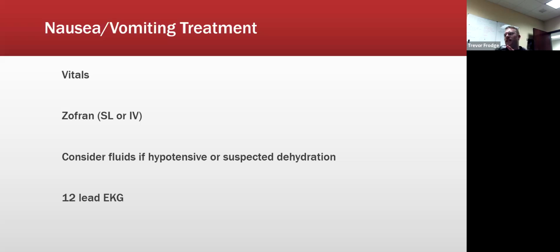But again, we want a 12 lead EKG. You might be saying, well, they're vomiting. Why do I want a 12 lead EKG? Well, because vomiting in certain patient populations could be a sign of a cardiac event. It could also be a sign of not only just cardiac stuff, but making sure they don't have a dysrhythmia. And it's just a good practice. There's really very little reasons in the 21st century EMS to not get a 12 lead in the field.